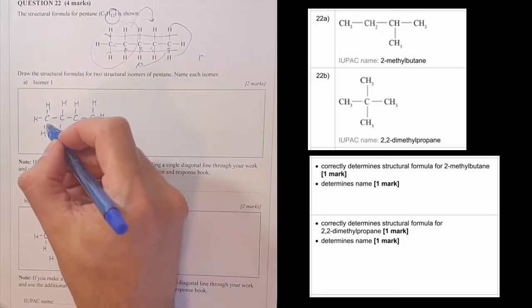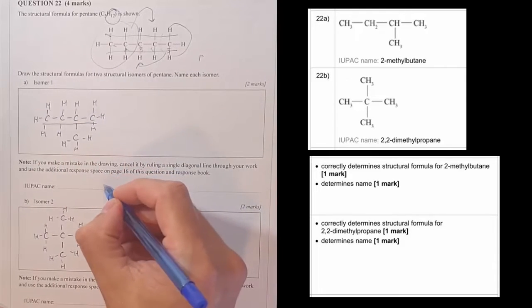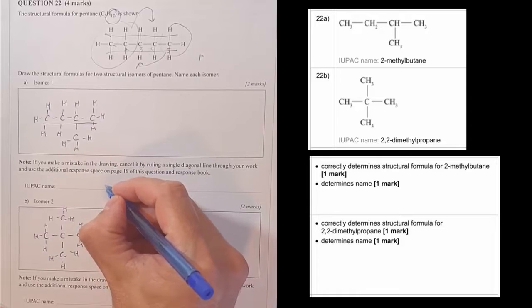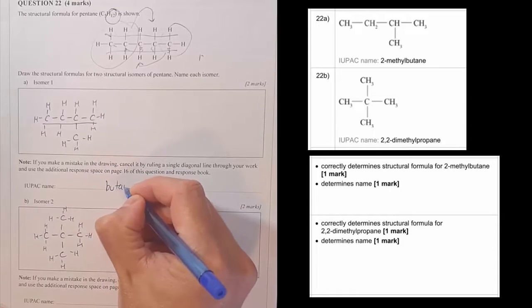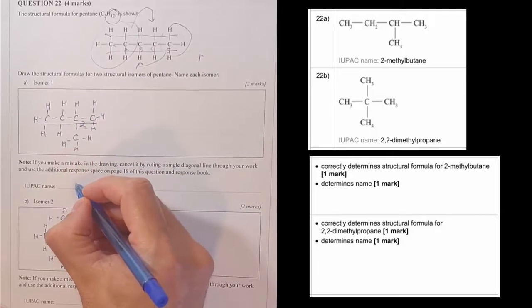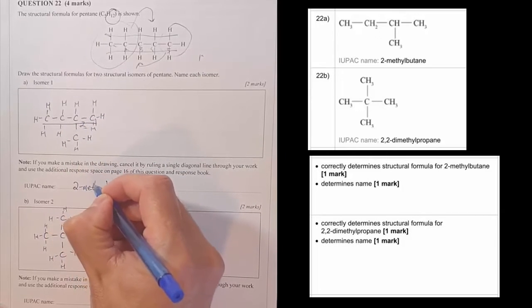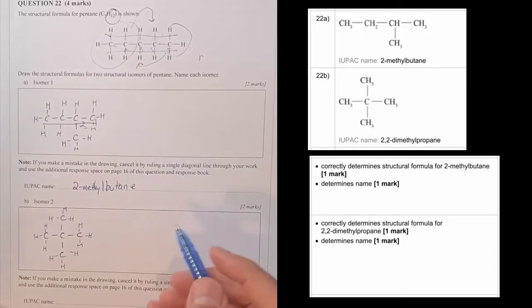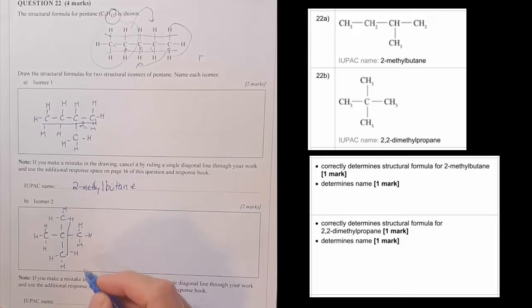So the IUPAC name, this is now 4 carbons, so that's now going to be butane. And on the second carbon, the closest one in there, so it's 2-methyl butane. Yeah, that's a blender you can hear there.